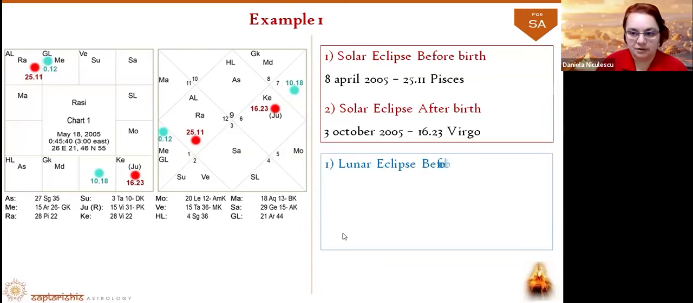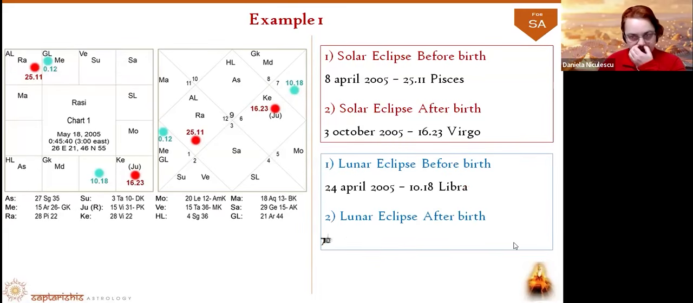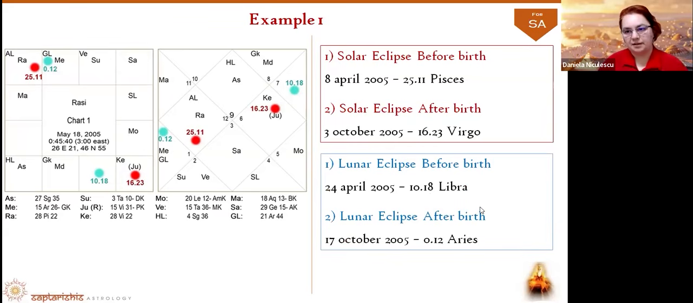Then you do the same for the lunar eclipses before and after birth. Okay, so note the degrees. So immediately you see that you have 4 important degrees in your chart you didn't know you had. So it's a very big surprise. It's very important to see.